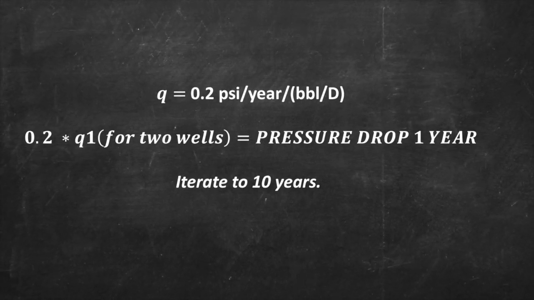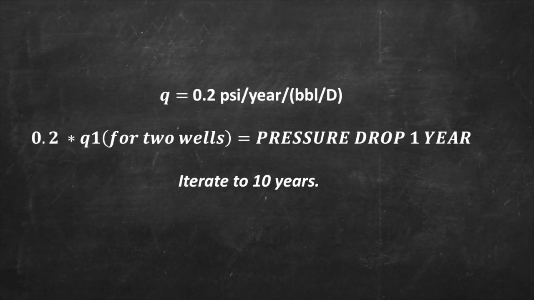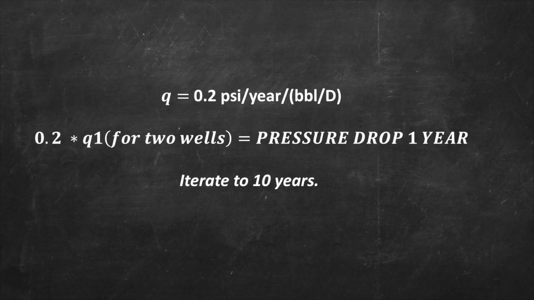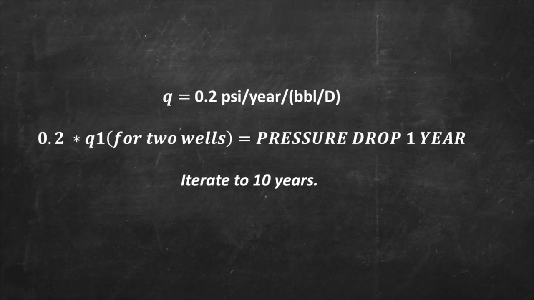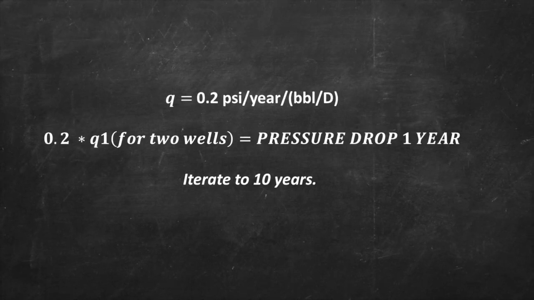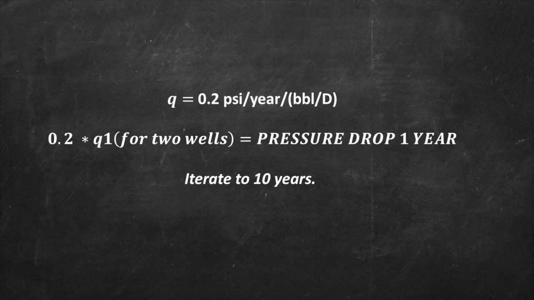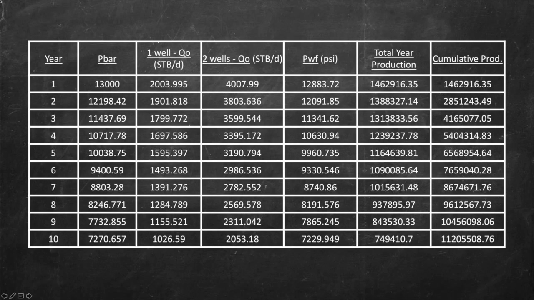At this rate, we calculated the decline and subtracted from our original P-bar and then repeated the process over a period of 10 years. We found that over a 10-year period, our cumulative production is approximately 11.2 million barrels of oil. And since our reservoir only holds about 5 million barrels, we depleted our well in 3.67 years.